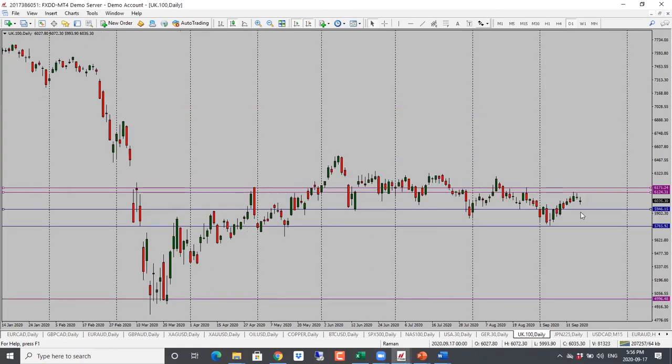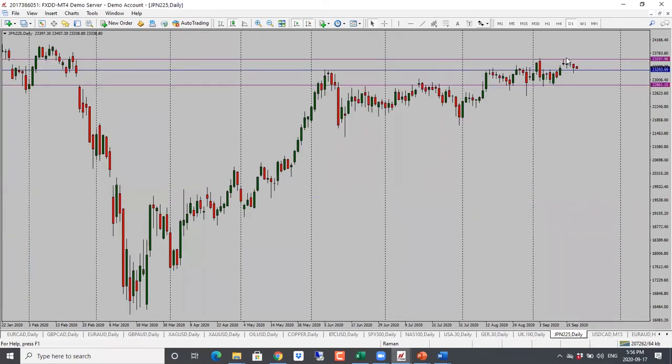FTSE here, FTSE dropped. We have a neutral candle close here. This one could go in either direction. So this one's neutral, but I will look for it to trade between 61.25 and this 59.50 level. So neutral bias here. Nikkei here, Nikkei is still trading in this range.